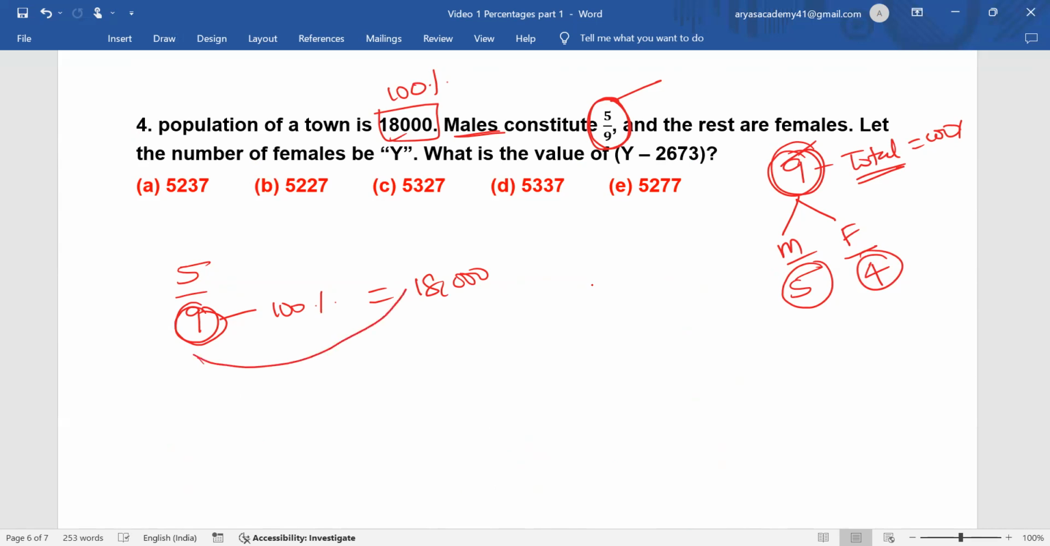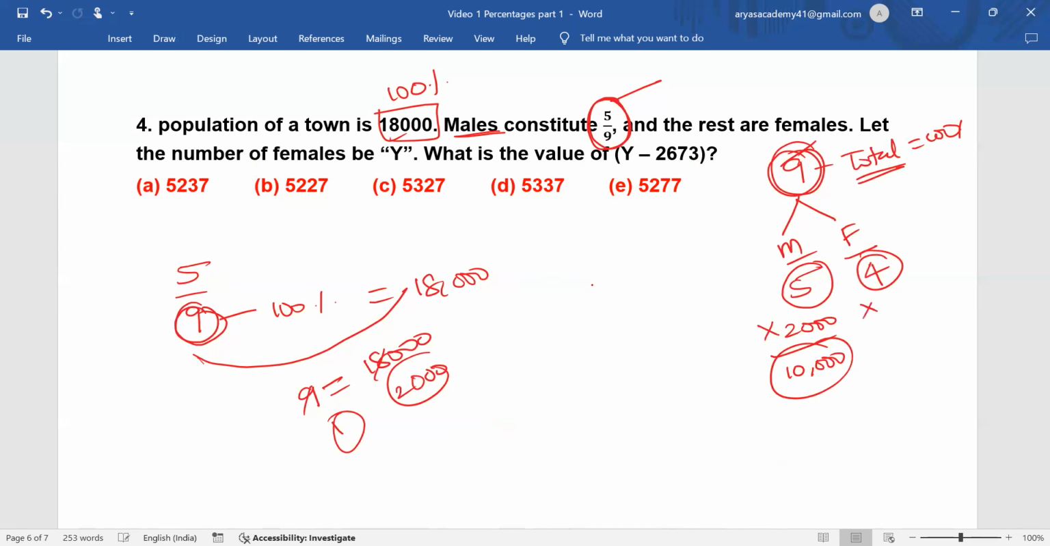So here 9 parts is total. Total is 9, or 100%. 9 parts is equal to how much? 18,000, right? If you cancel, 9 ones are 9, 9 twos are 18. So one part, each part is 2,000. So males are 5 parts. 5 times 2,000 is 10,000. And females are 4 parts. 4 times 2,000 is 8,000.